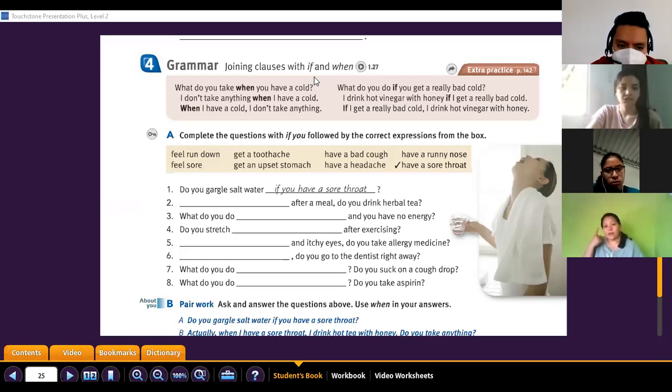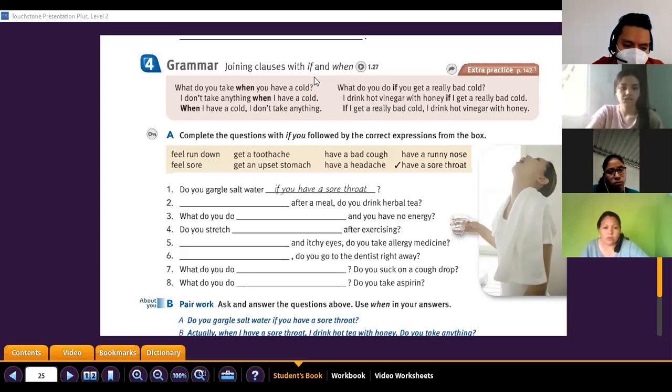Do you stretch if you feel run down and you have, after exercise? Maybe, but you need to say if you, not only if. We don't know who you are asking about. So, do you stretch if you feel run down after exercising?